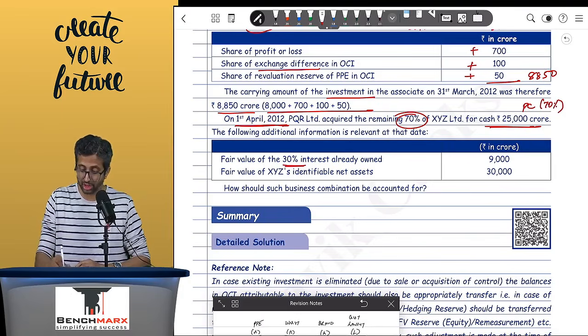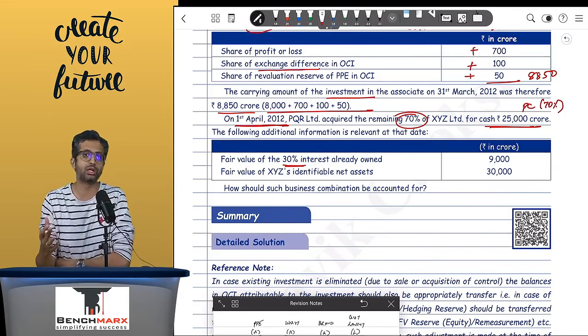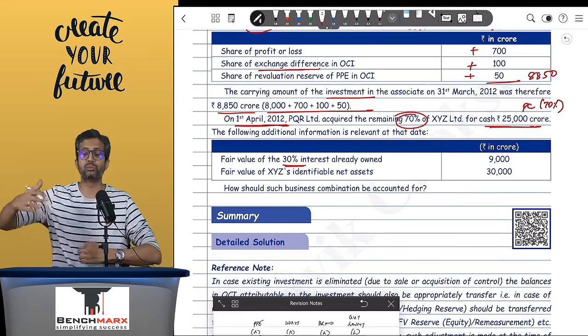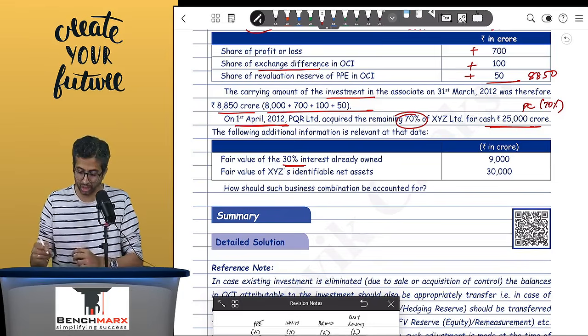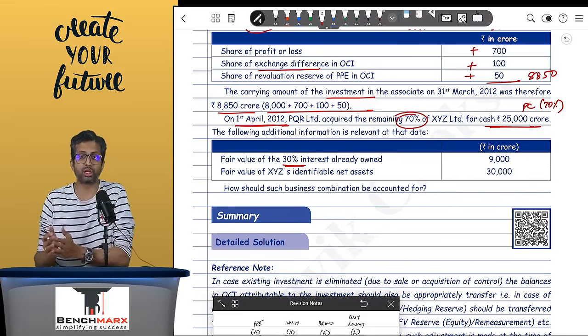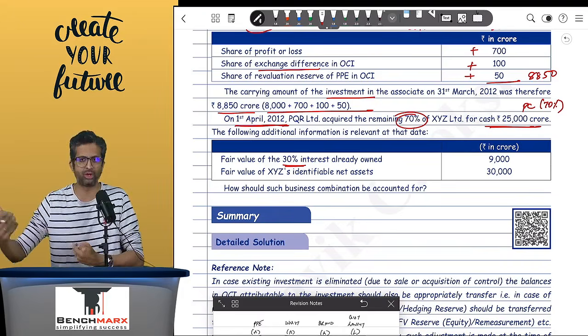The fair value of the 30% stake is now 9,000. Your existing stake was at 8850. It has to be remeasured, taken up to 9,000. So there's a 150 additional gain which will be taken to PNL. So for this, probably your entry will be investment account debit 150 to, let us say, again on remeasurement 150, which will go in the PNL.